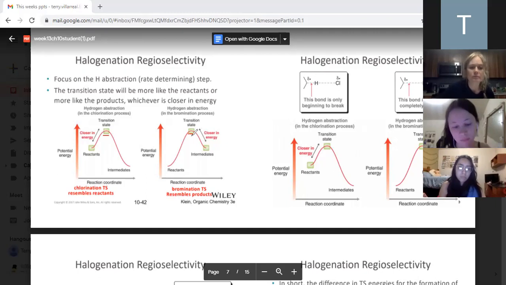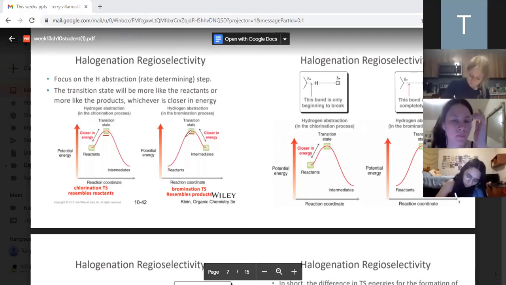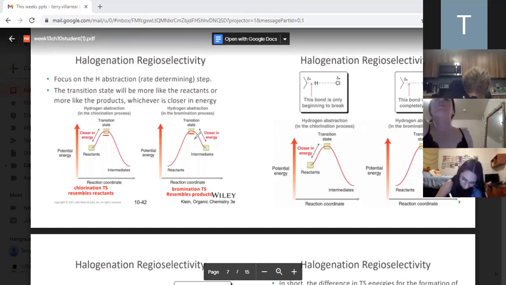Essentially, it just says whatever thing my transition state is closer to in energy, meaning what is closer to it on this graph, it's going to resemble that more than it will the other thing. All right, so the bromination transition state resembles the products. The chlorination transition state resembles the reactants. All right.